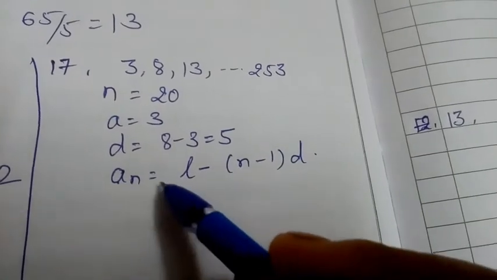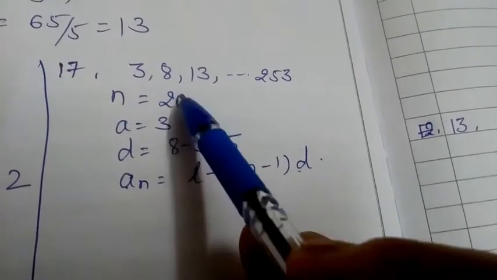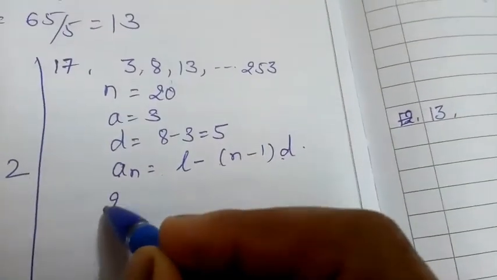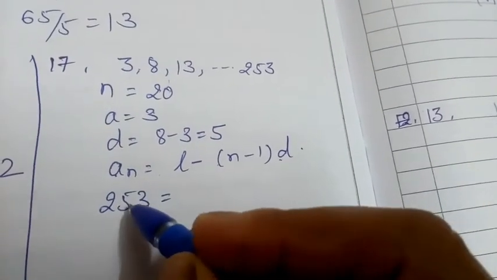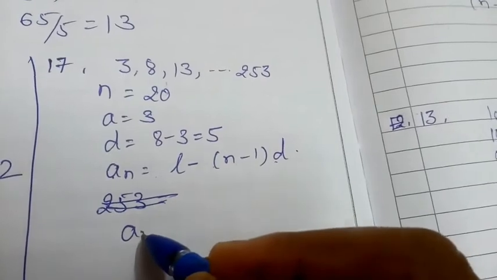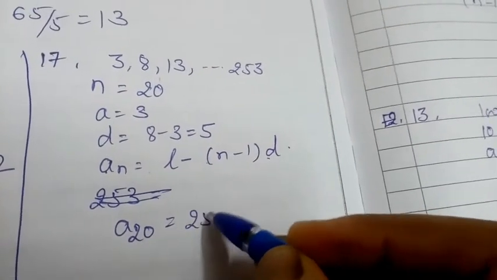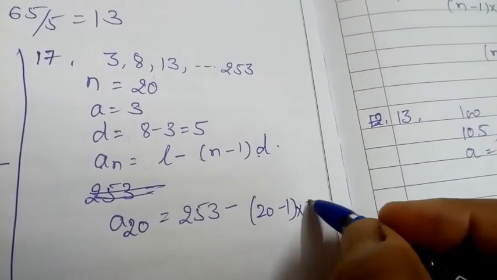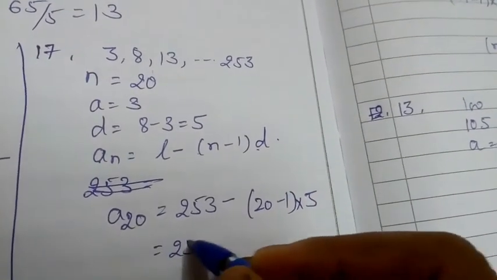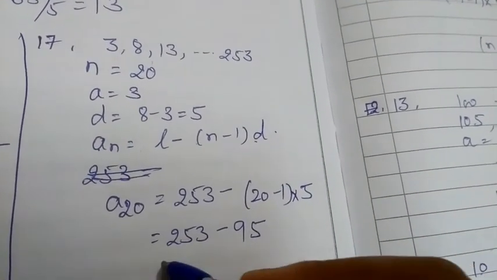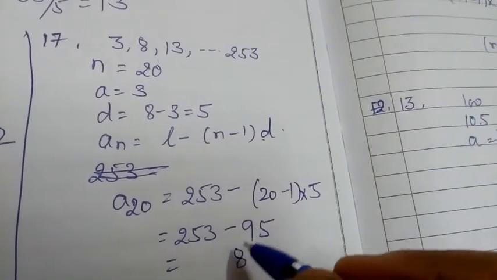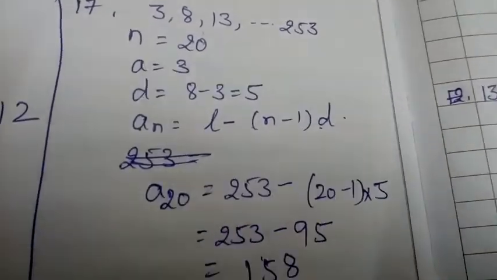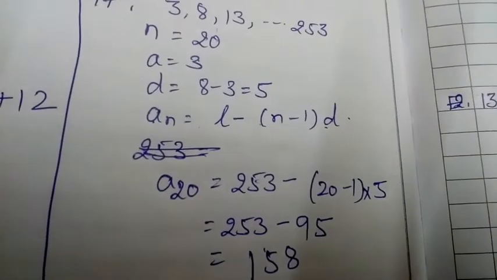The formula is an equal to l minus n minus 1 into d. Here n equal to 20, a equal to 3, d equal to 5. Put the value, l equal to 253. A20 equal to 253 minus 20 minus 1 into d, 253 minus 19 into 5, 253 minus 95 equal to 158. This is the 20th term from the last.